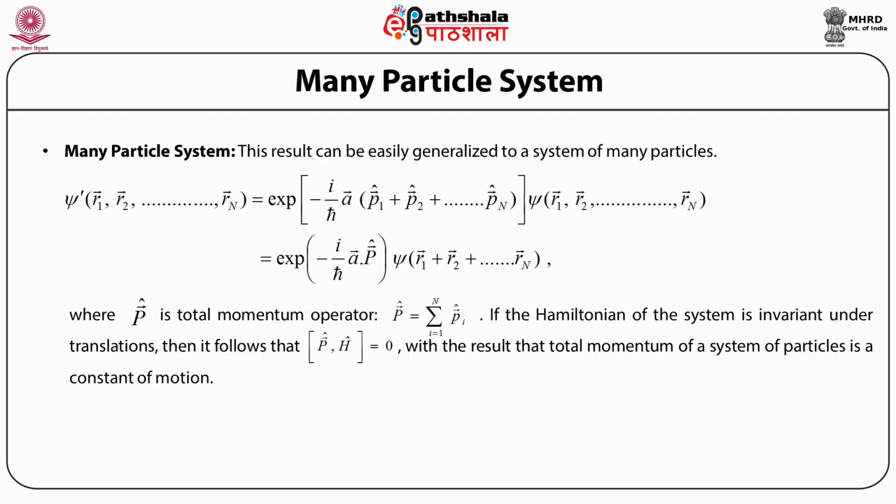Now, if the Hamiltonian of the system is invariant under translations, then from the result that we had derived earlier for a single particle system, we can say that the commutator of the total momentum operator capital P and the Hamiltonian H is equal to 0. And from this result, we can then deduce that the total momentum of the system of particles is a constant of motion, or for an n particle system also, the total momentum remains conserved under geometrical translation, or invariance of the Hamiltonian under geometrical translation.